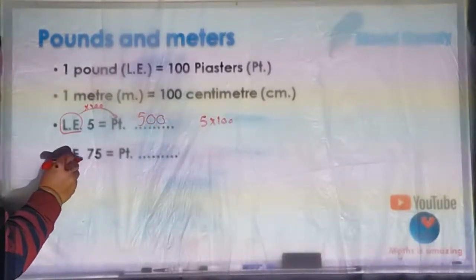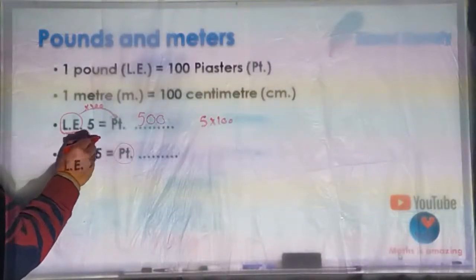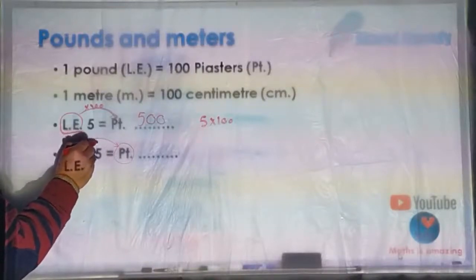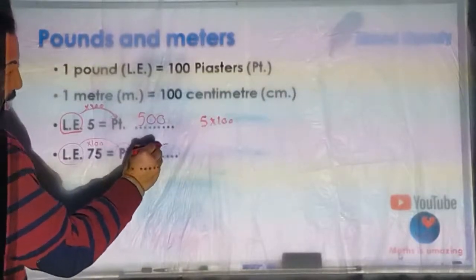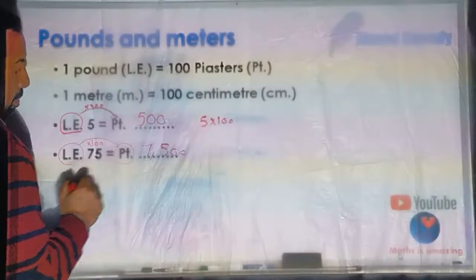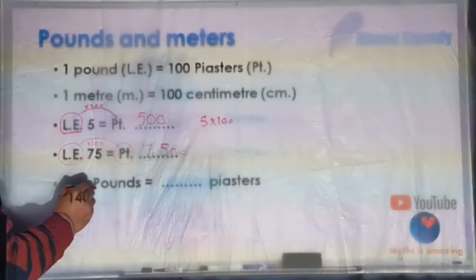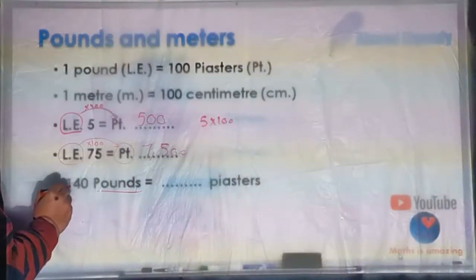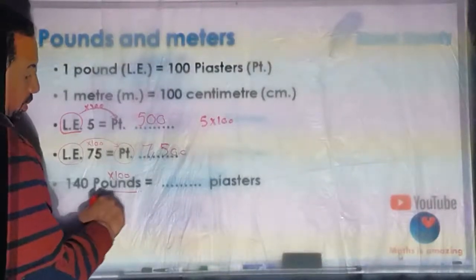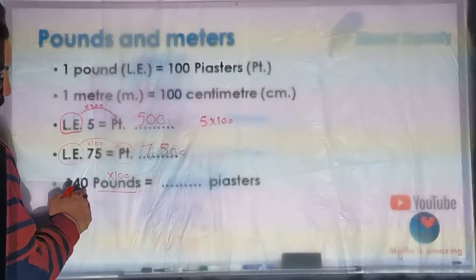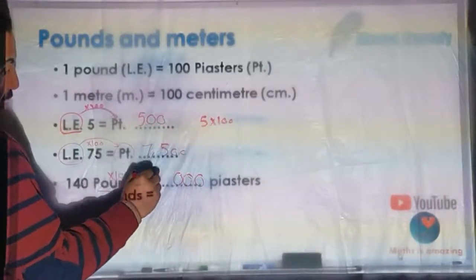Next, the same LE. 75 equals how many piastres? We know that 1 LE equals 100 piastres. Then we multiply the number. 75 times 100 will be 7,500. Next, 140 pounds. Pounds here is the same as LE. Then we multiply 140 times 100 because we want to convert pounds to piastres. We have now 1, 2, 3 zeros. 14 times 1 equals 14.